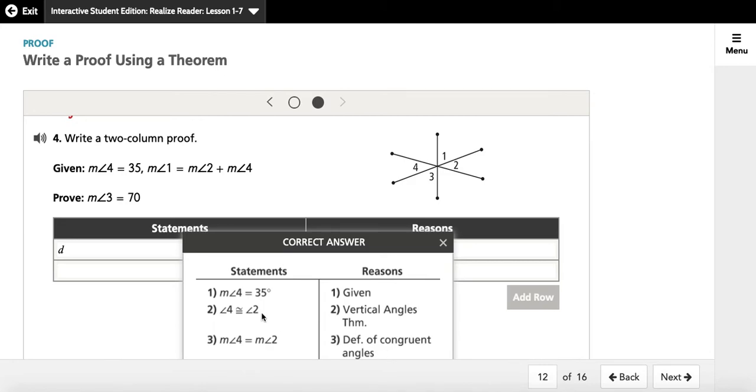So this is where it can get frustrating, right? Angle 1 is congruent to angle 2 because of the vertical angles theorem. That doesn't mean the measures are the same until you state the measures are the same, because that's the definition of congruent angles. So you might have put steps 2 and 3 into one thing in your brain, but technically it's 2 steps.